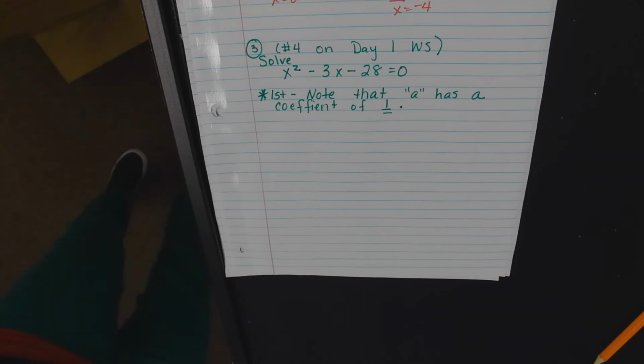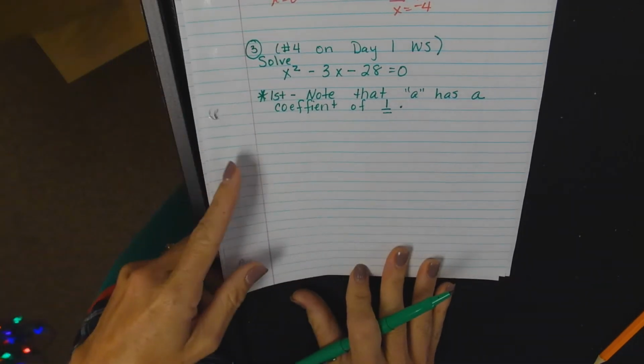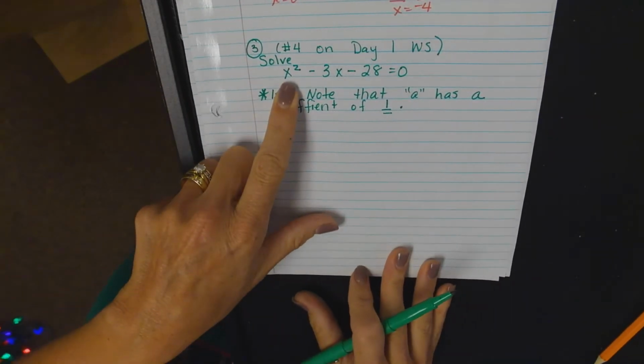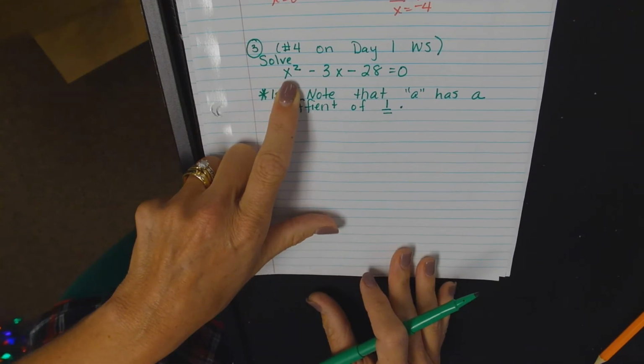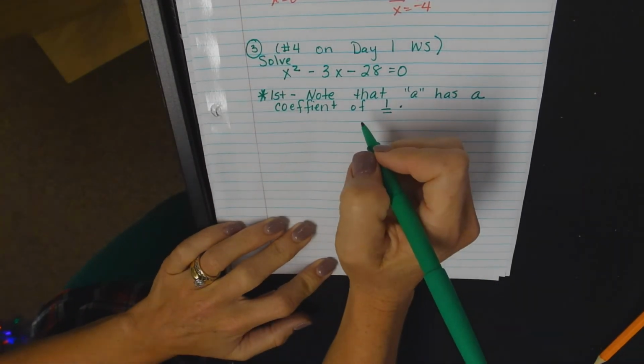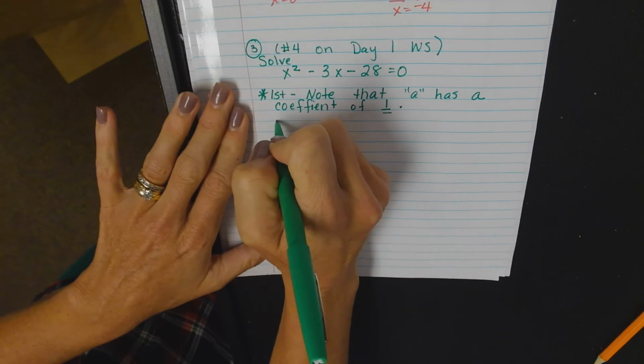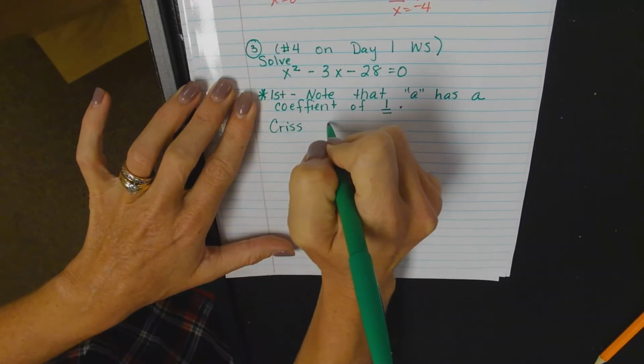Yes, ma'am? This is our homework, right? Yeah, but I'm doing some of it and you're going to do some tonight. Okay. Okay? This is what we call crisscross.